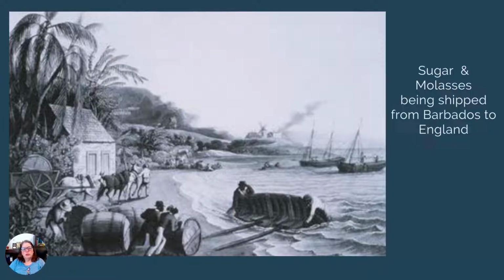All right, here's another image, a sketch. Again, sugar and molasses, and you see those huge barrels and how they're being loaded onto the smaller rowboat that's going to then take them out to the bigger ships. And in the distance, we can see the windmill and the smoke where they're boiling the sugarcane syrup to make molasses and sugar.